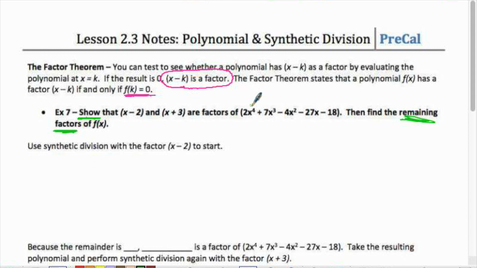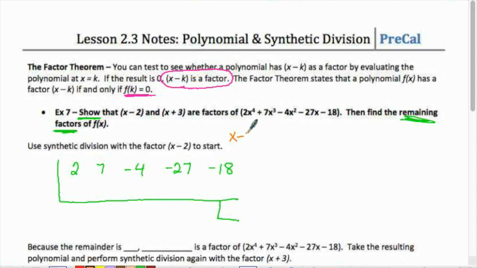So check your powers. 4, 3, 2, 1, 0. We're good. So let's use our coefficients only, no variables. So 2, 7, negative 4, negative 27, and negative 18. All right. If the factor we're given is x minus 2, well, if it's x minus 2, then what does x equal? So x minus 2 equals 0, which means x equals positive 2. So that's what I'm going to divide by in my synthetic division.